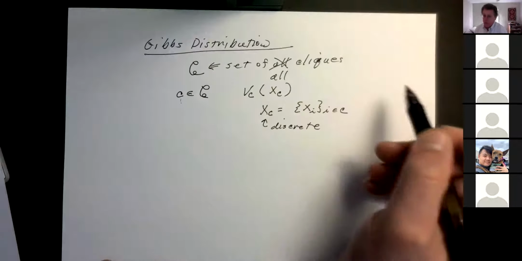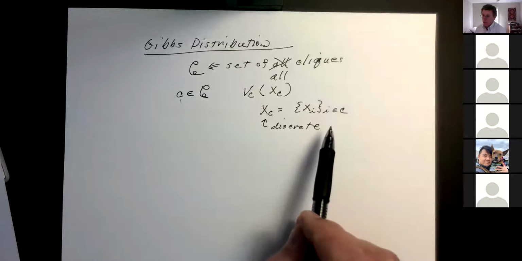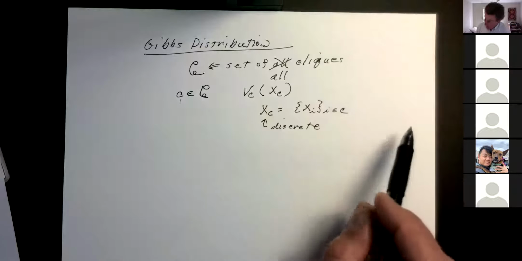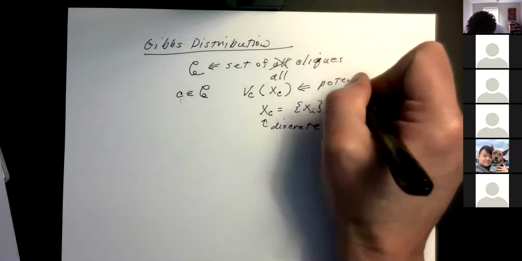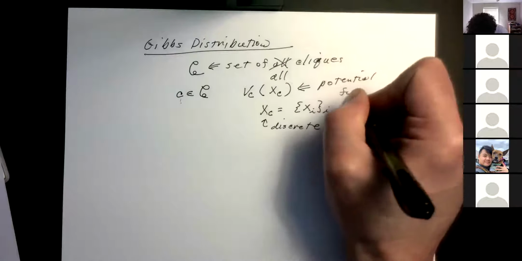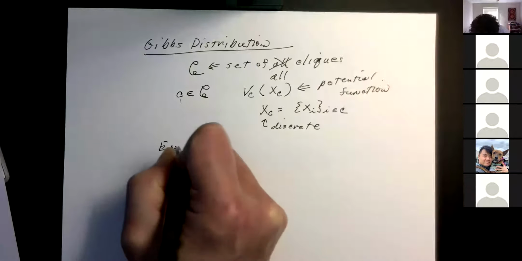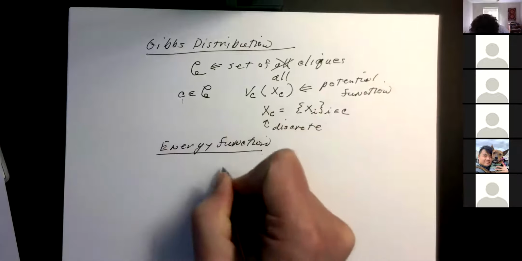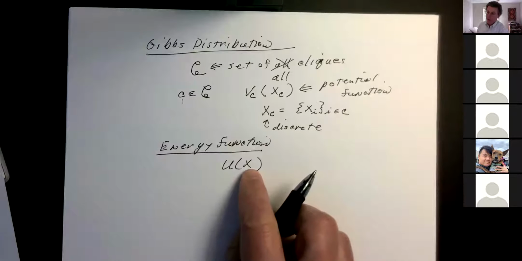In other words, let's say M is 2, so there's 2 possible states, and the clique contains 3 pixels, then there are 2 to the 3, which is 8 different states that this thing can take on. Okay, it's discrete. Now, this thing here is called the potential function. And then we define a thing called the energy function. And the energy function U of X, so this is the whole enchilada, as they would say. This is the complete image, okay?